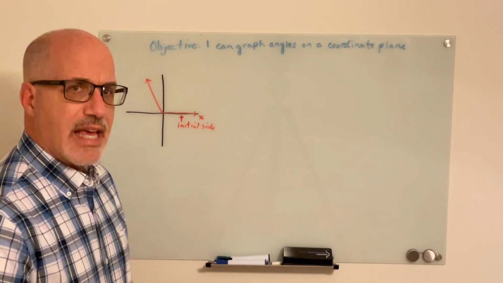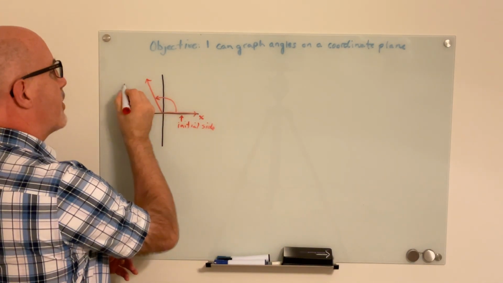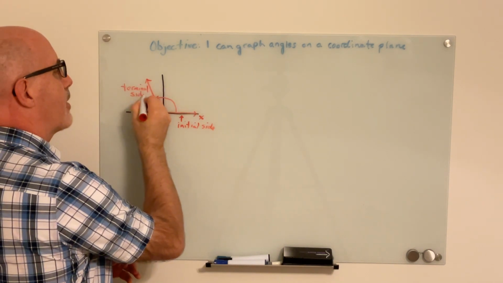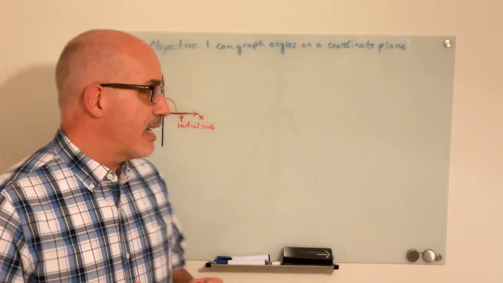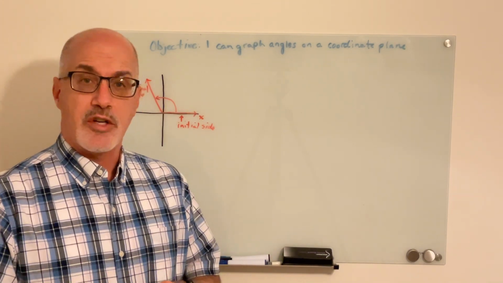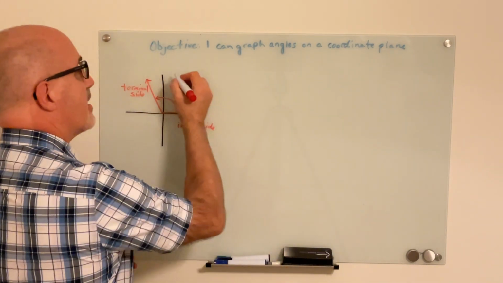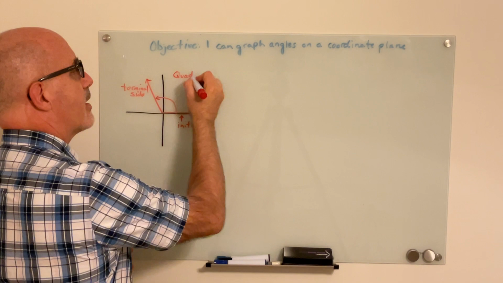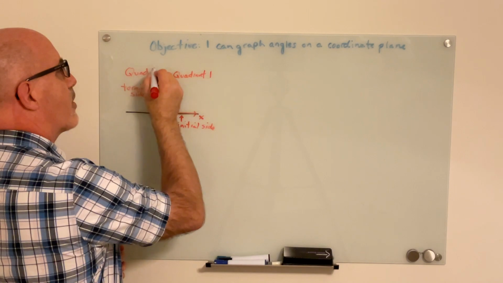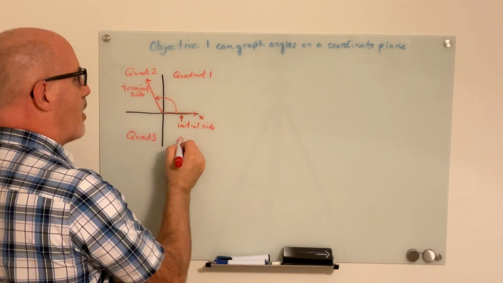And then when we draw the angle counterclockwise, this is called the terminal side. That's where the angle ends. Now, when we're graphing these, we want to make sure that we understand what some of the terminology is for our coordinate system. So just a reminder for reference, this is quadrant 1. This is quadrant 2, so we go that counterclockwise direction. This is quadrant 3, and this is quadrant 4.